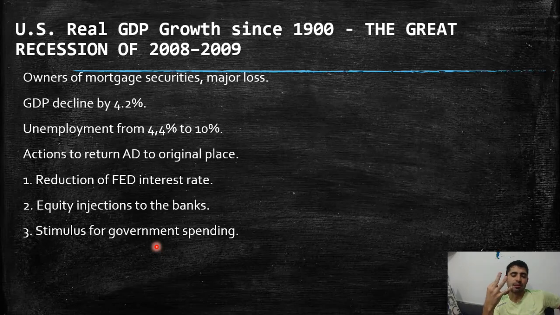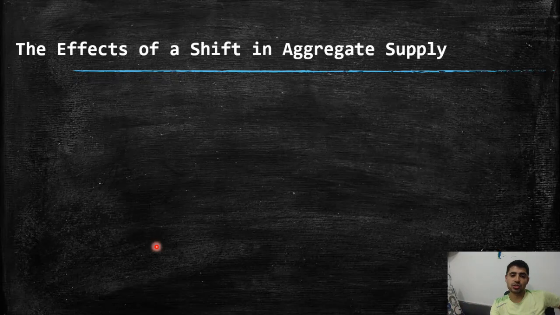Basically three policies: a reduction of the Federal Reserve interest rate, so that people are incentivized to consume more; equity injections into the banks to recover the losses from the mortgages they invested in; and stimulus through government spending to recover this AD to the original situation.